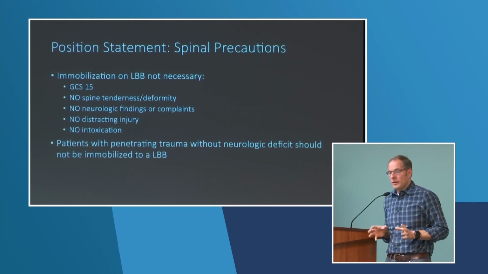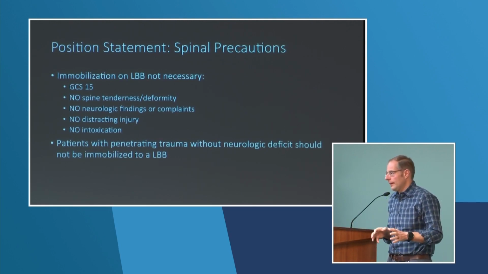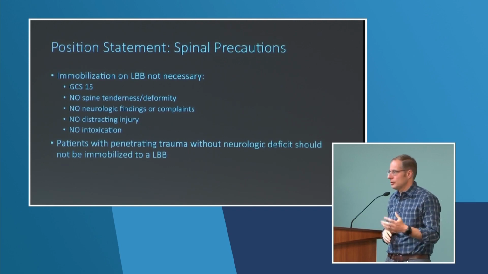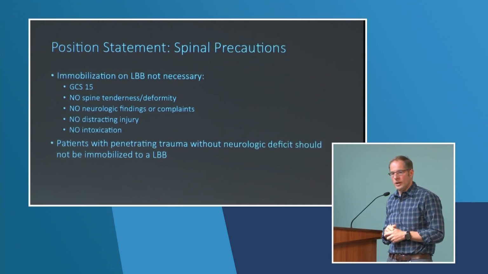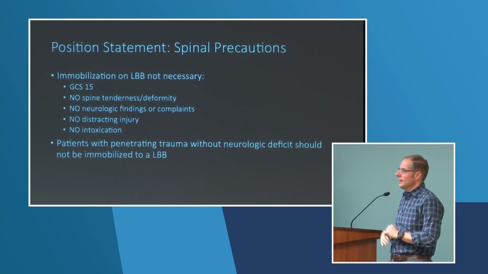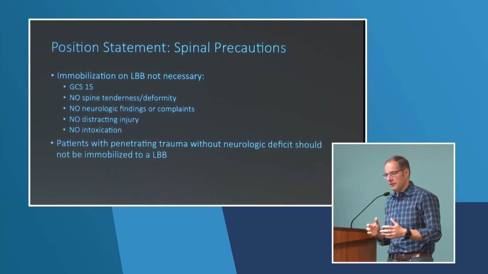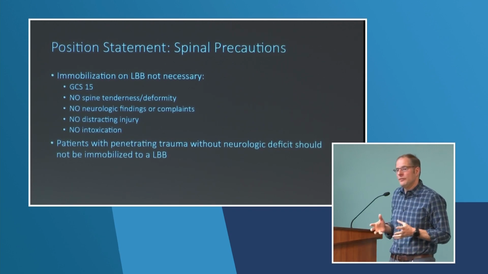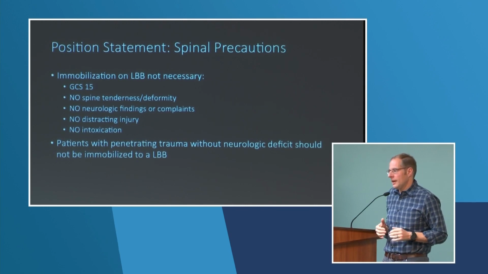So patients in whom we can avoid the long backboard: a GCS of 15, no spinal tenderness or deformity, no neurologic findings or complaints, no distracting injury, no intoxication. And a penetrating injury is not someone that you need to immobilize. If you have a neurologic deficit, then the caution would be, but the priority in that patient is rapid transport. So essentially what we're saying is if you can trust your exam, then these are patients in whom you can avoid immobilization.